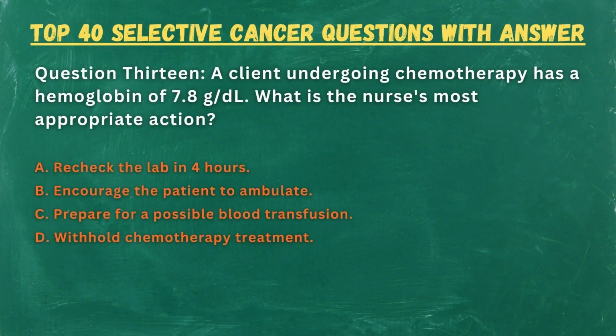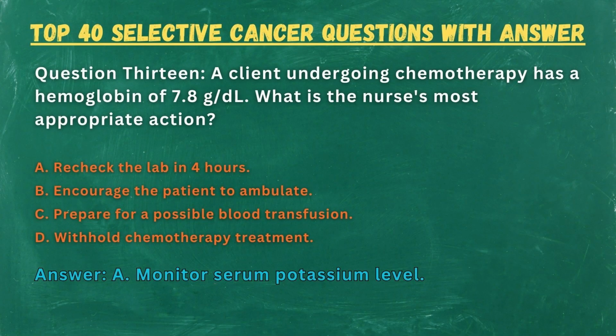Question 13. A client undergoing chemotherapy has a hemoglobin of 7.8 g/dL. What is the nurse's most appropriate action? A. Recheck the lab in 4 hours. B. Encourage the patient to ambulate. C. Prepare for a possible blood transfusion. D. Withhold chemotherapy treatment.